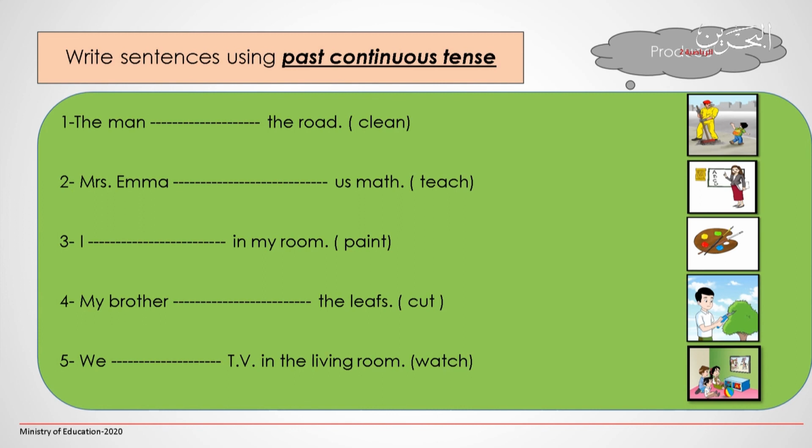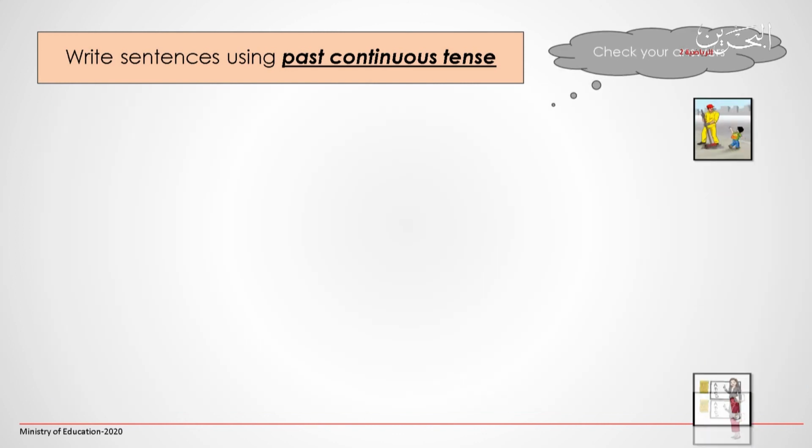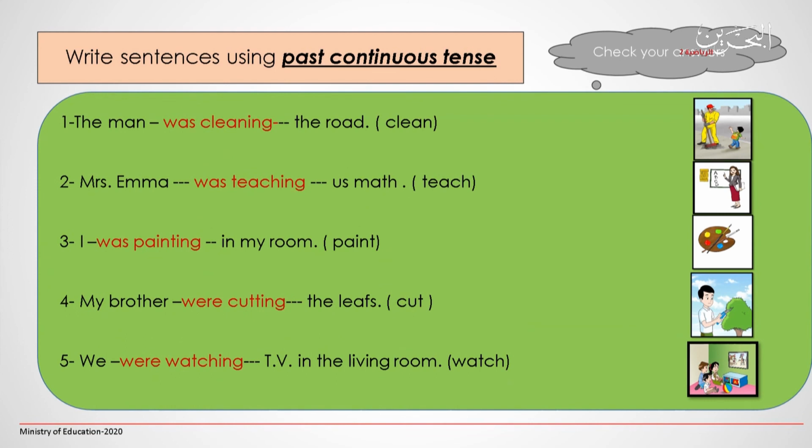Are you done? Excellent. Now check your answers. Number 1. The man was cleaning the road. Number 2. Mrs. Emma was teaching us math. Number 3. I was painting in my room. Number 4. My brother was cutting the leaves. Number 5. We were watching TV in the living room.